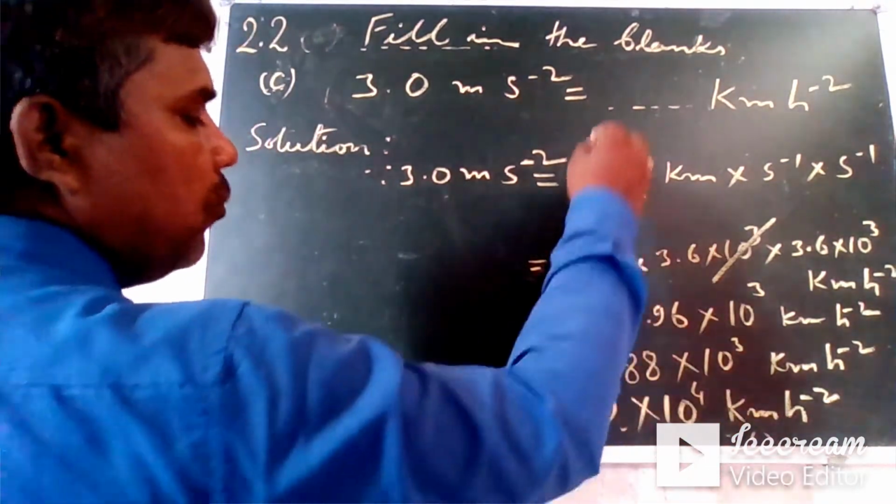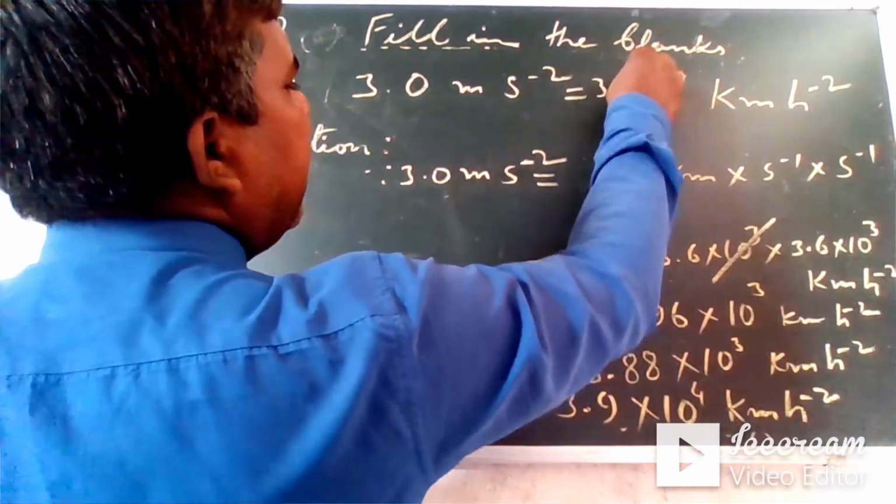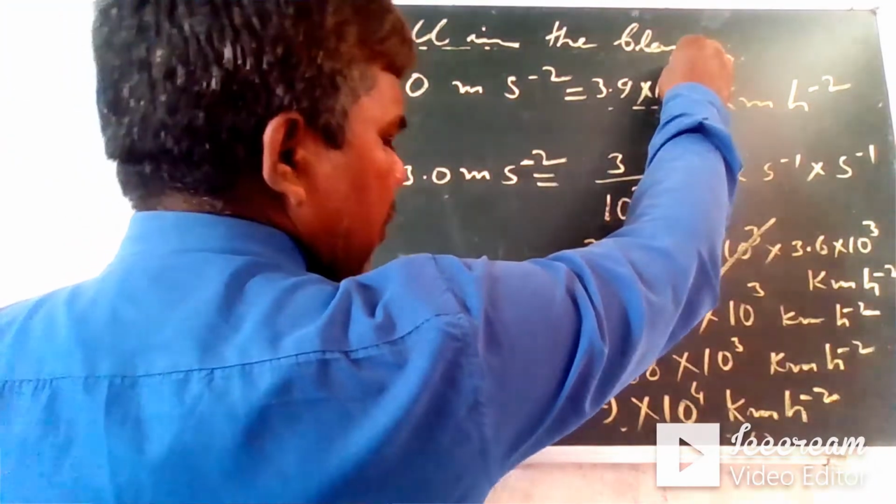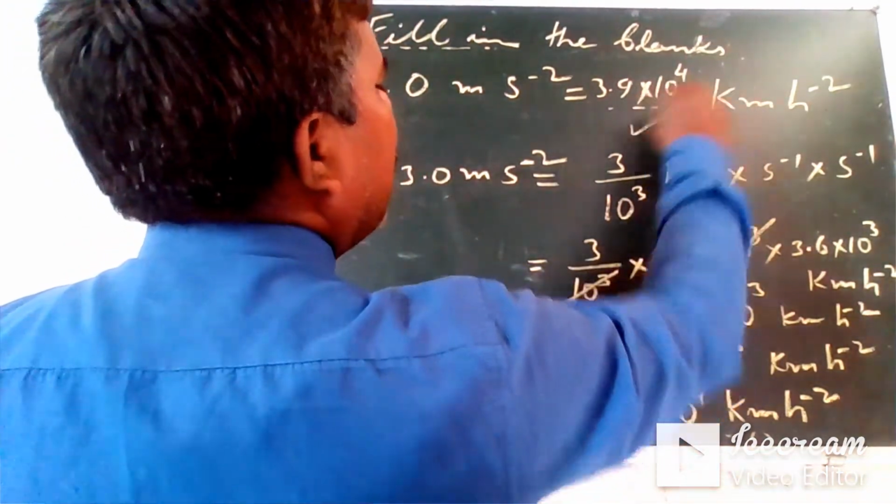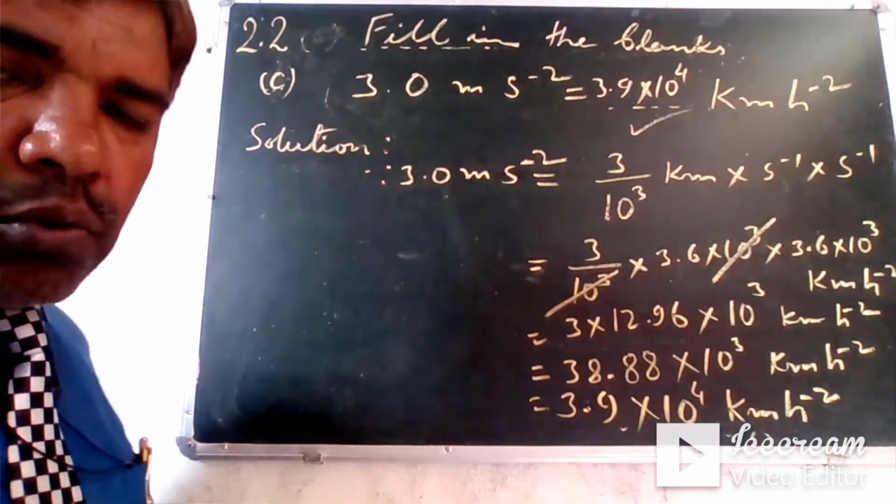This is the answer we have to put here: 3.9 into 10 to the power 4. Okay, I think you have understood this question.